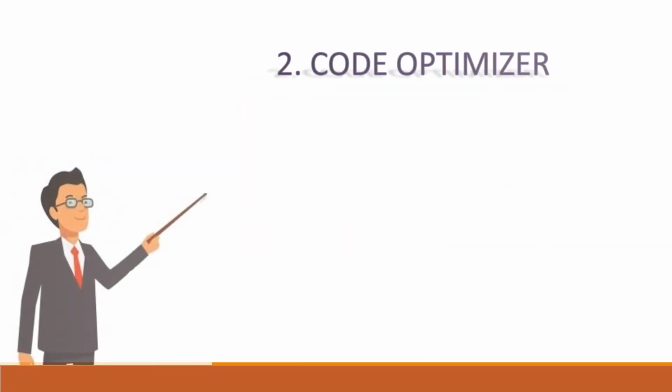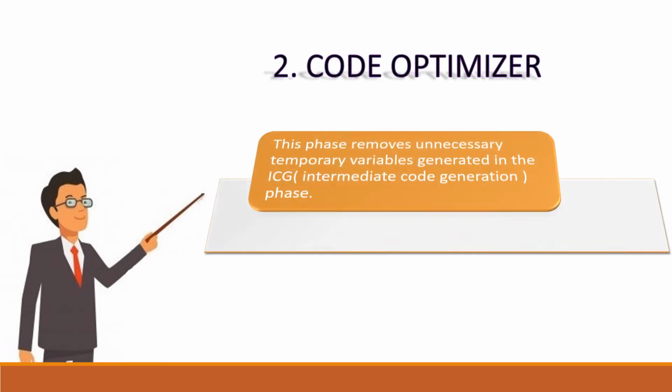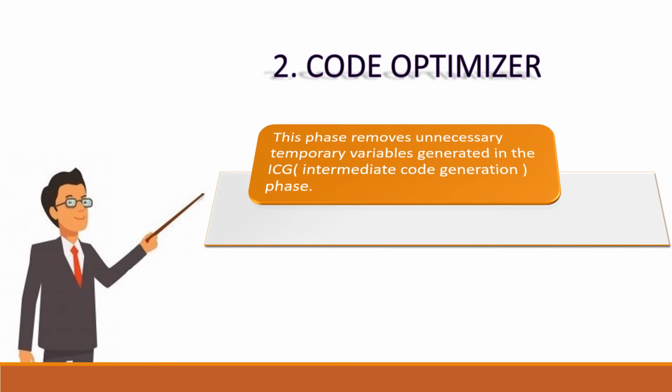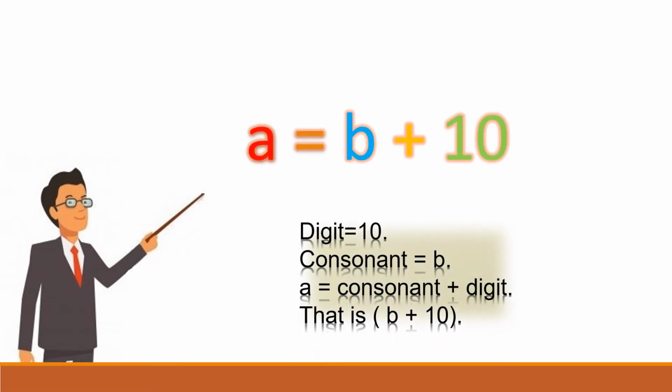Next phase is 2. Code optimizer. This phase removes unnecessary temporary variables generated in the ICG, intermediate code generation, phase. In general, consider A equals B plus 10. Here, 2-digit equals 10. Consonant equals B. A equals consonant plus 2-digit. That is, B plus 10.